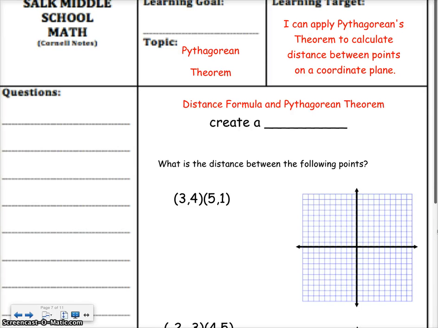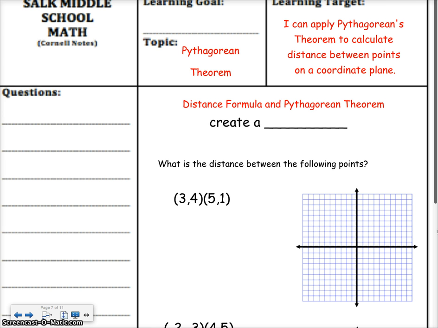Okay, we're moving into the last application of Pythagorean's theorem, and we are going to apply it to the distance formula, really, in the coordinate plane. So, your learning target: you can apply Pythagorean's theorem to calculate distance between points on a coordinate plane. So, the distance formula is in the Pythagorean theorem.